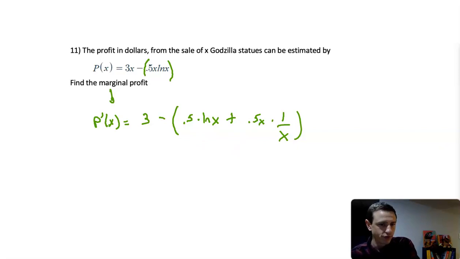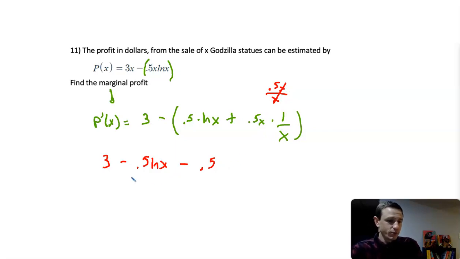But so I'm going to knock out two things in one here. I'm going to distribute that minus while also noticing this. See this? This is 0.5x over x, because it's 0.5x times 1. 0.5x times 1 is 0.5x over the x. The x's are going to cancel there. So I'm going to be left with 3 minus 0.5 times the natural log of x minus just 0.5. See that? Because the x's are going to cancel out there, leaving me with just 0.5.